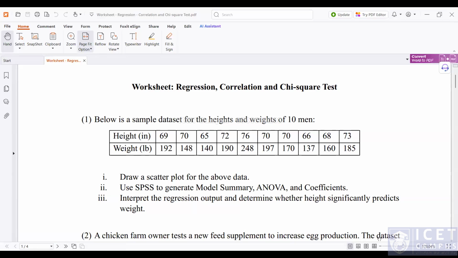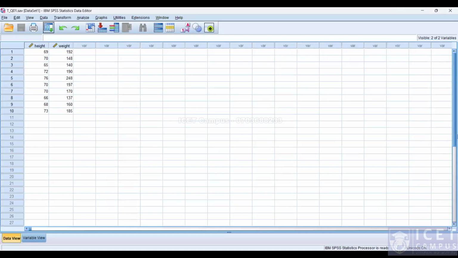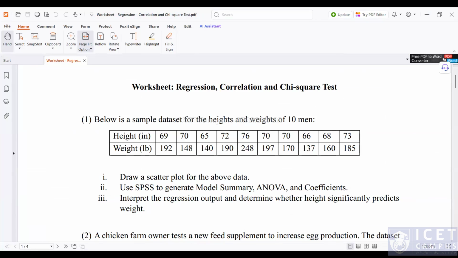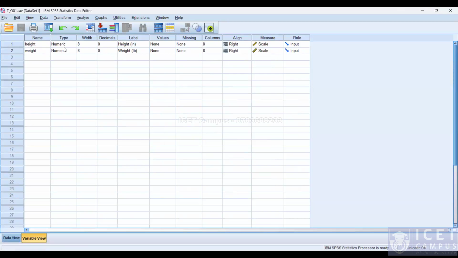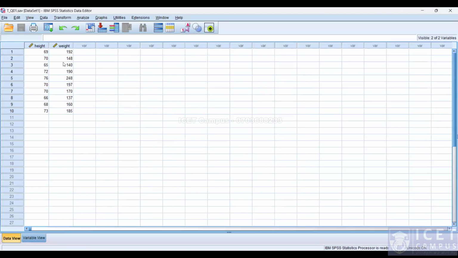Right. So first we can enter the data into the worksheet. So height and weight we have to enter. It's given in this table, right? Height in inches and weights. So then we can enter these values into the two columns by defining these columns. In the variable view, we can define the variables. Height and weight are numerical variables, right? So in the data view, we can add these two.